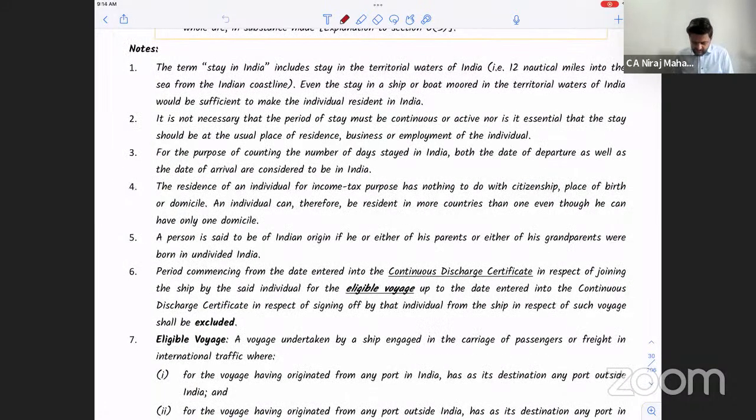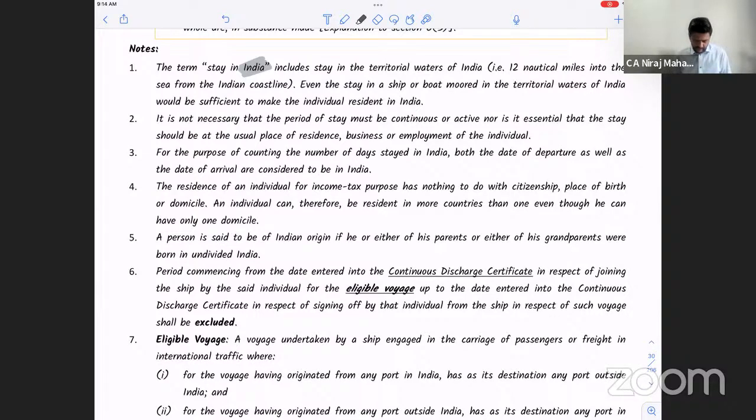The term stay in India. We have covered that also. Territorial waters, space, everything. So I told you, even if he's on a boat near a beach the entire year, still he's considered as being in India.